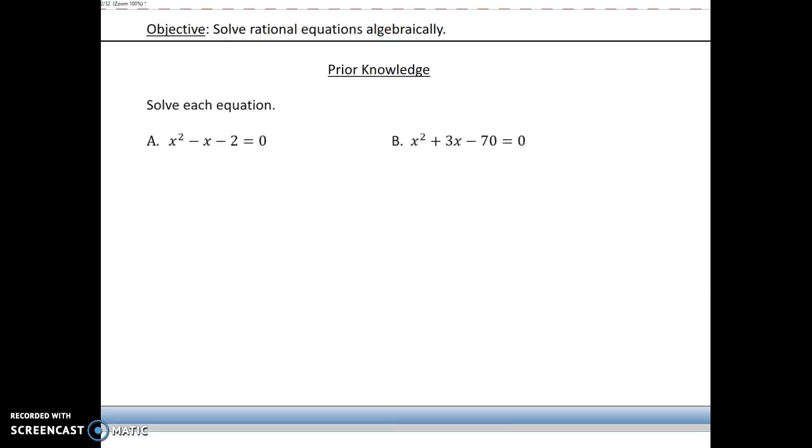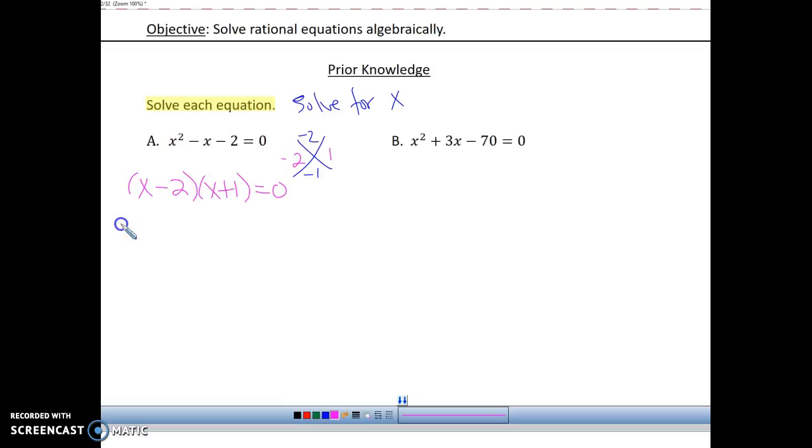Also, for prior knowledge, it's asking us to solve each equation. So if you remember, in order to solve an equation, it's really asking for us to solve for x. So in order to solve for x, it's a trinomial here, I'm going to need to factor. So if I factor again, a times c is negative 2, my b is negative 1. Those two values would end up being negative 2 and positive 1. So I would have x minus 2, x plus 1 equals 0. And then you need to make each piece equal to 0 in order to solve for x. So x minus 2 equals 0, x plus 1 equals 0. Add 2 to each side, that would give me x equals 2. And then subtract 1 to each side, that would give me x equals negative 1 for my two answers for the first one.